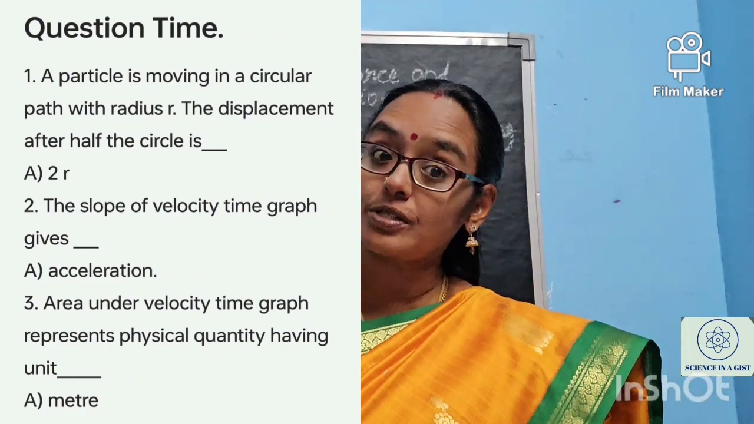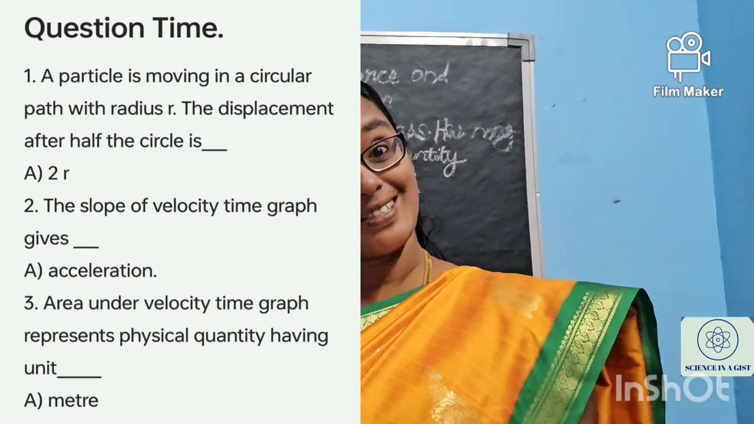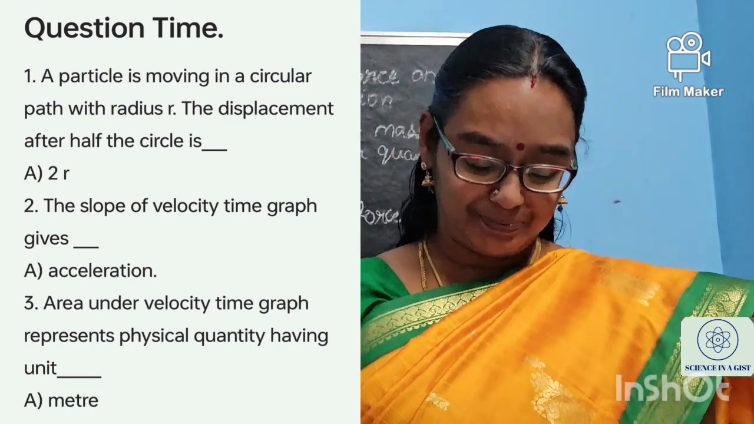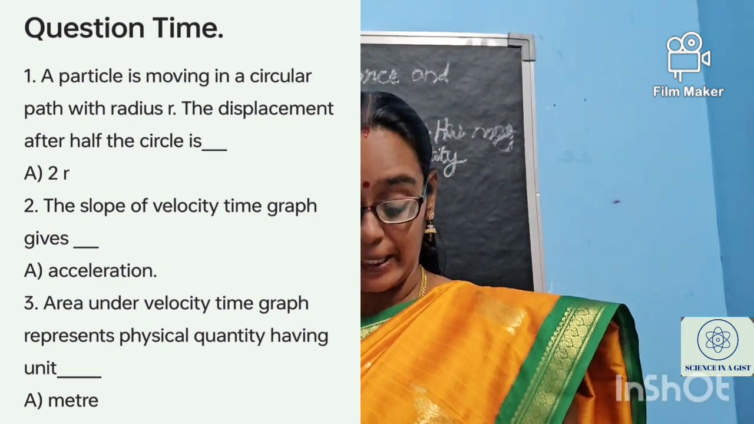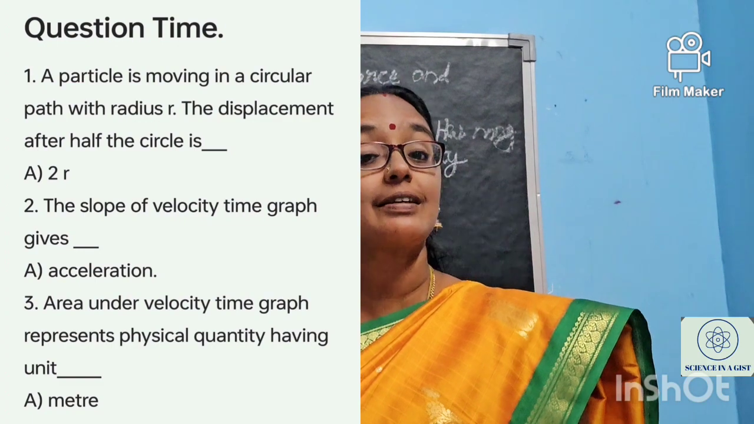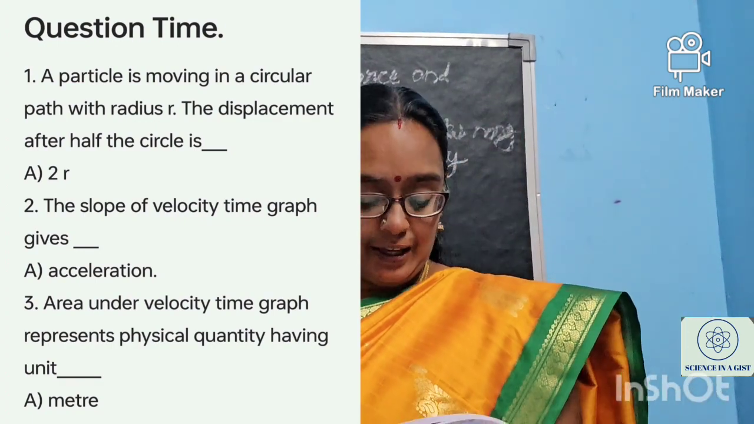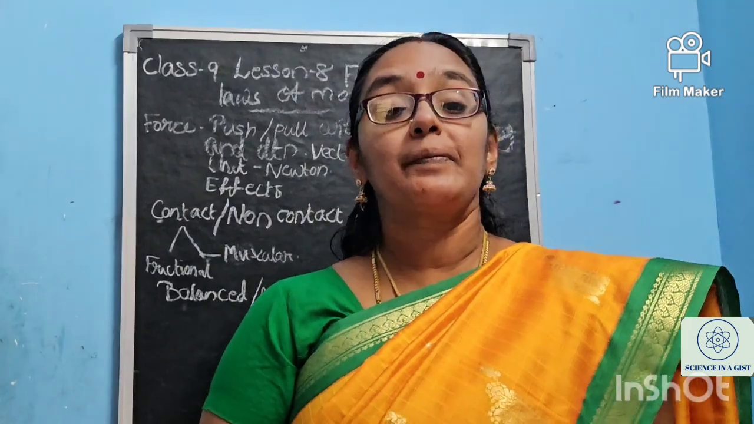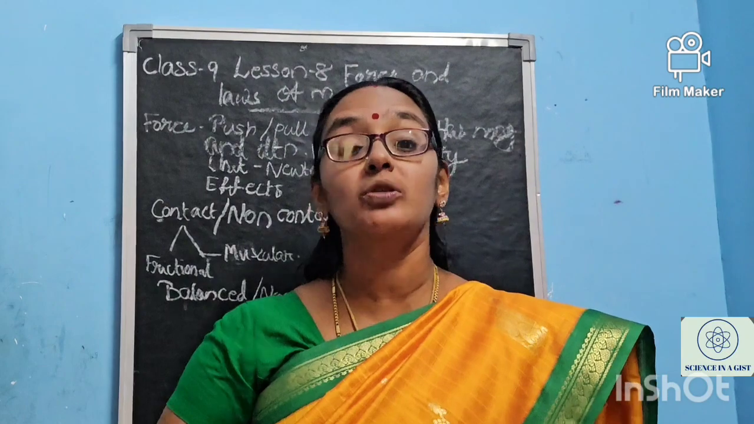Second one: slope of velocity time graph is dash. Slope of velocity time graph is what? Acceleration. Okay. Then the third one: area under the velocity time graph represents the physical quantity having unit dash. Area under velocity time graph shows what? Area under velocity time graph shows displacement.